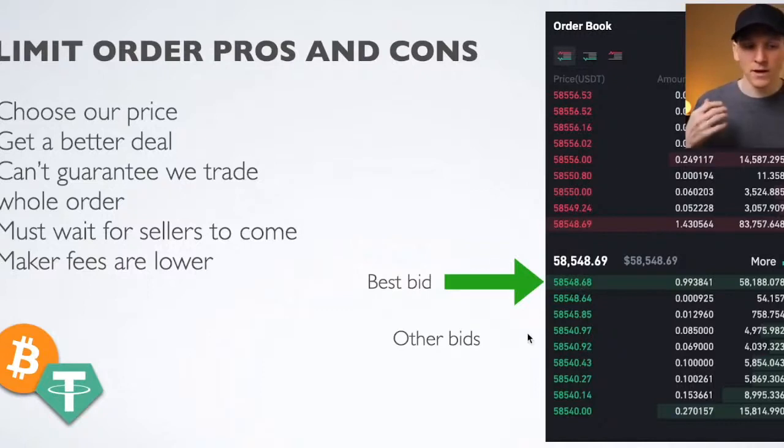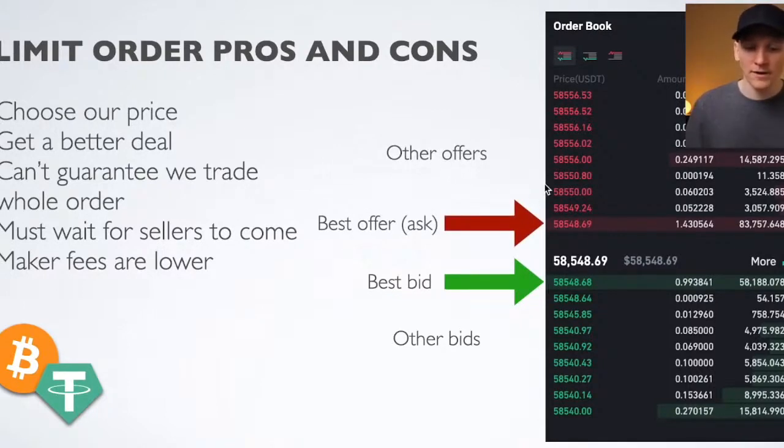The thing is though, we can't guarantee that we trade. We don't know if sellers are going to come in. We don't know if we're going to get any Bitcoin. We have to wait for sellers to come in and agree to sell us Bitcoin at our price. So that is a downside. You're not guaranteed to trade. However, with limit orders, you're usually known as something called a maker, and so you may benefit from very slightly lower fees overall, which is definitely a positive. But you can see we're not buying straight away and paying this. We're putting an order in down around this level.